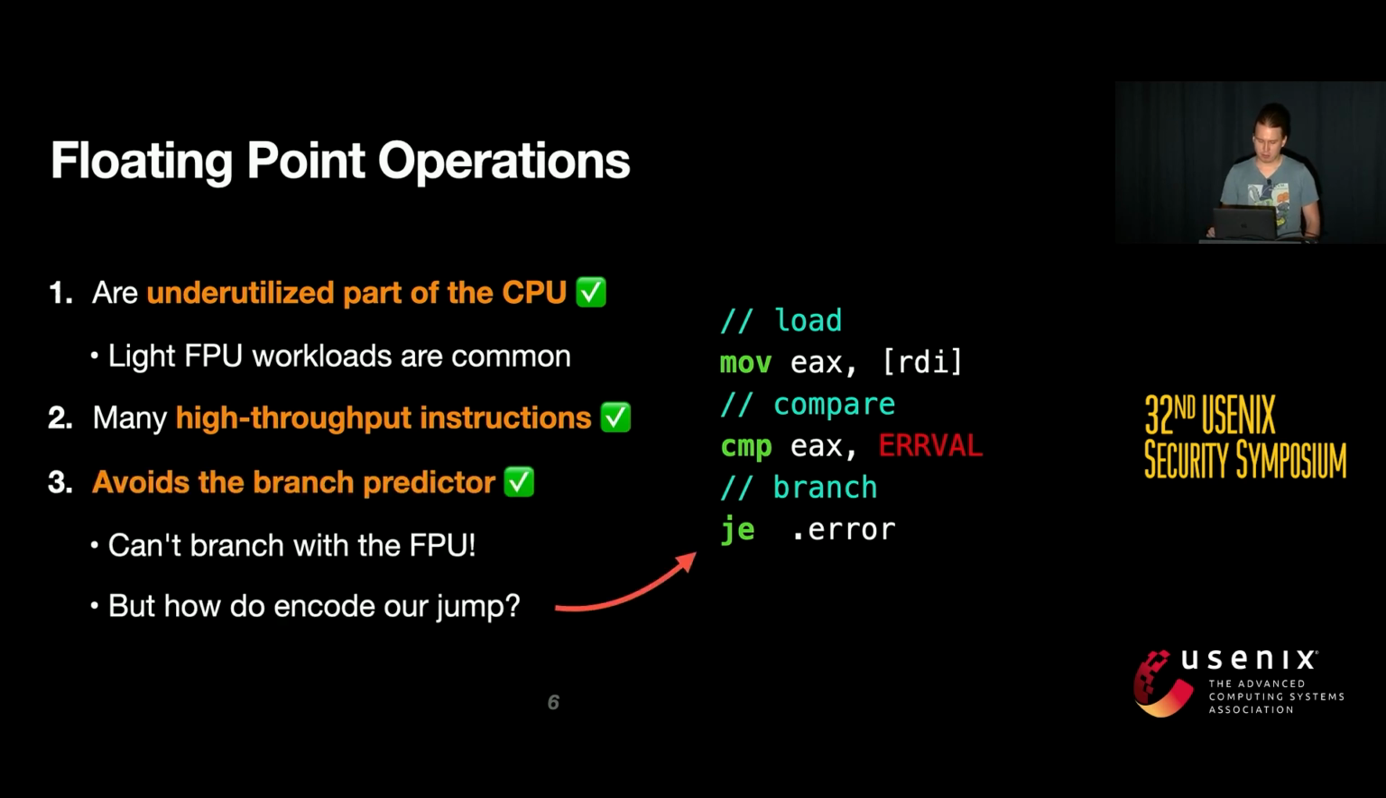And the last point, the branch predictor, is a bit tricky. The good news is the FPU can't branch, so it's very easy not to mess with the branch predictor. The bad news is the FPU can't branch, so we can't branch. If we have this conditional branch at the end, we can't do it with an FPU. There's no floating point branch instruction.